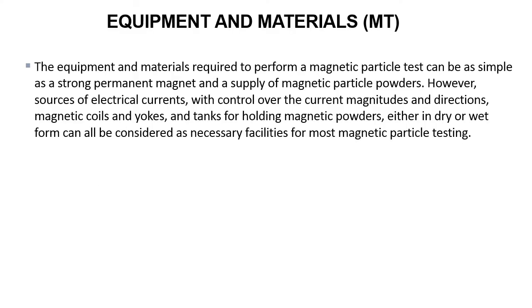The equipment and materials required to perform magnetic particle test can be as simple as a strong permanent magnet and a supply of magnetic particle powders. However, sources of electrical currents with control over the current magnitudes and directions, magnetic coils and yokes, and tanks for holding magnetic powders either in dry or wet form can all be considered as necessary facilities for most magnetic particle testing.